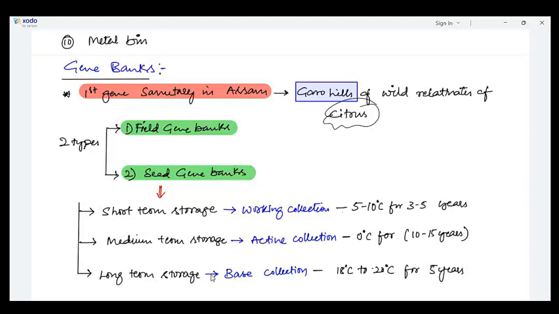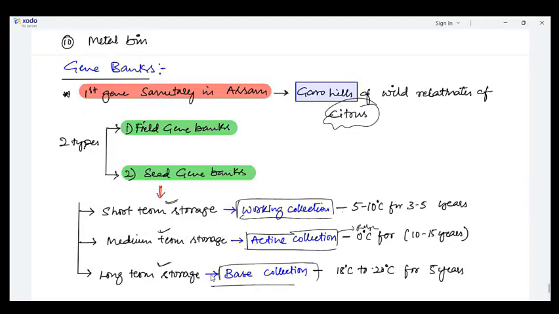In seed gene banks, we have three different categories, depending on the objective, whether you want to go for short-term storage, medium-term storage, or long-term storage. The short-term storage is for the working collection, which is frequently used. The second one is the active collection, which is only used for regeneration purposes. And the base collection is generally used for emergency cases, which is long-term storage.